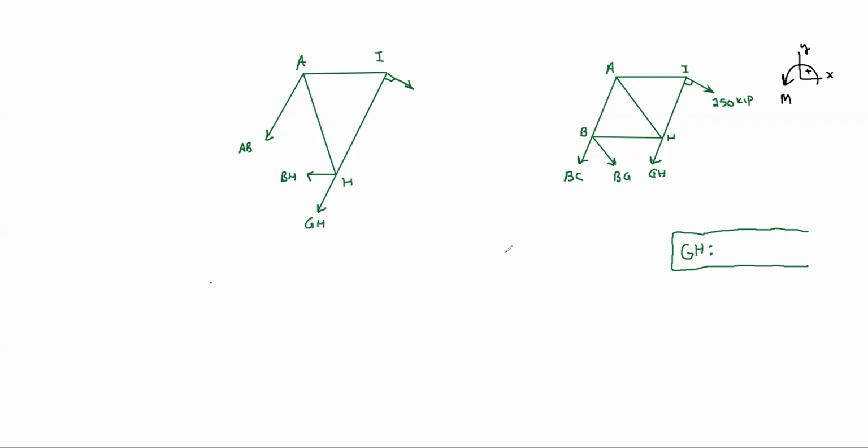This one was problem number 3. Use the method of your choice to determine the force in member GH. All members are the same length, 2 feet, and indicate whether GH is in tension or compression.